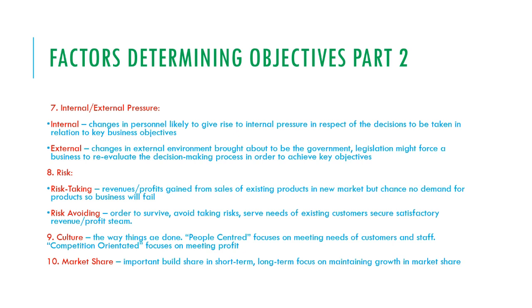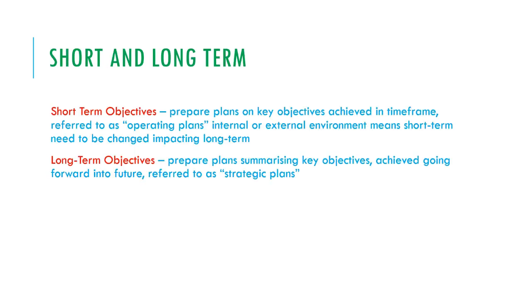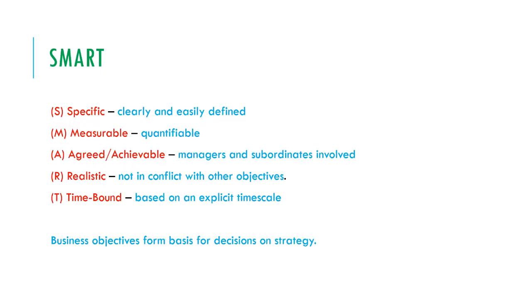And then finally, market share. So it's important to build market share in the short term with a long-term focus on maintaining growth in market share. You have long-term and short-term objectives, as should be stated. A short-term objective means that you prepare plans on key objectives which are achieved in a time frame referred to as operating plans, and if the internal or external environment is impacting the long term, the short term needs to be changed. And a long-term objective is whenever you prepare plans summarising key objectives to be achieved going forward into the future, referred to as strategic plans.